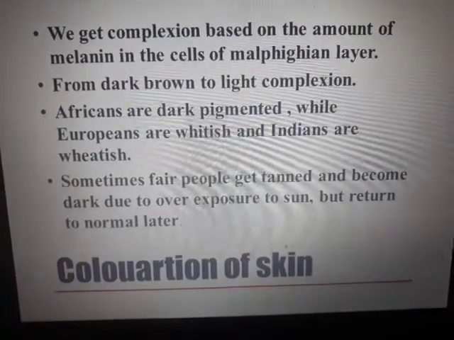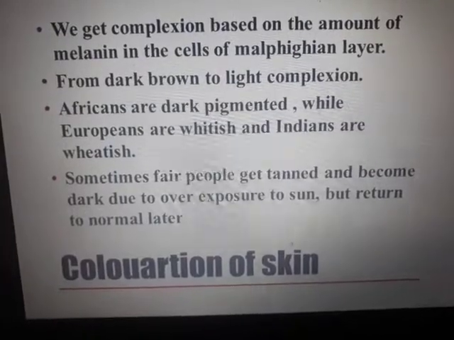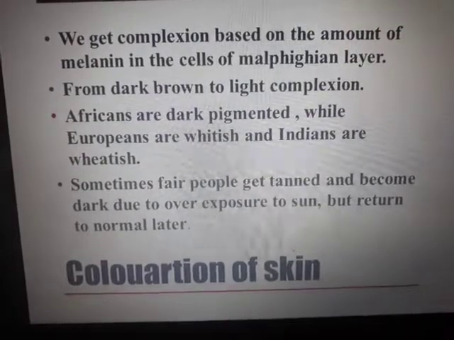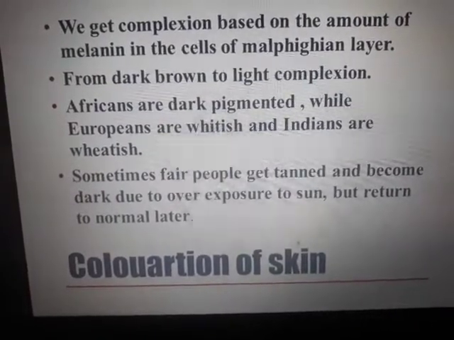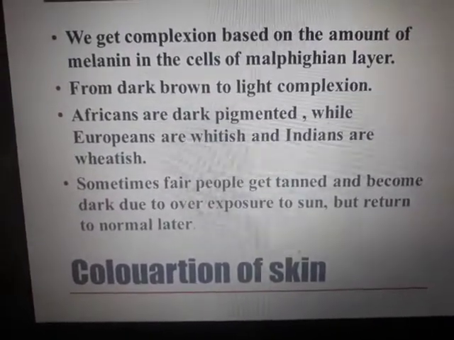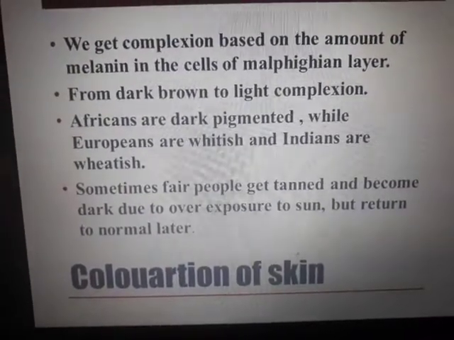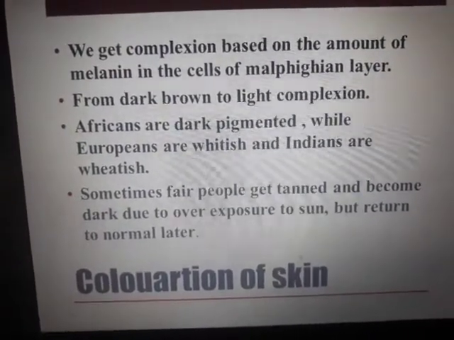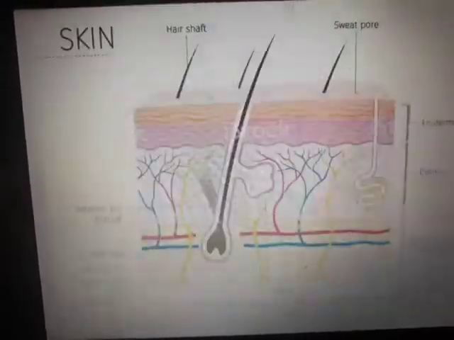There are some examples given here, like Africans are dark pigmented, while Europeans are whitish and Indians are wheatish, right? So this is the magic of melanin over here. Sometimes fair people get tanned and become dark due to overexposure to the sun, but they return to the normal complexion. Some people, girls and even boys nowadays, try to improve their complexion by using various chemicals and homemade recipes, but it all depends on your melanin, and that is something hereditary, I believe.